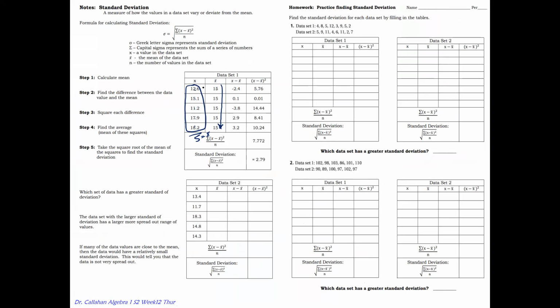Then you're going to subtract the two from each other. So 12.6 minus 15 gives you this. 15.1 minus 15 gives you this. I'm going to do that for the entire table. And then you're going to multiply these by themselves. So negative 2.4 times negative 2.4, which gives you 5.76. So then fill out the rest of the table here.